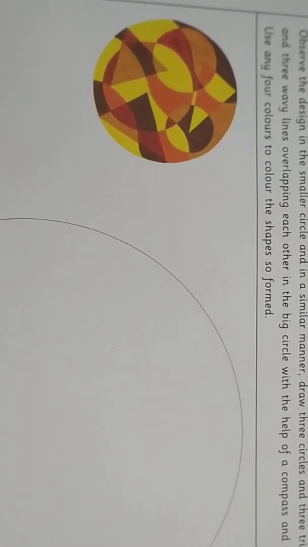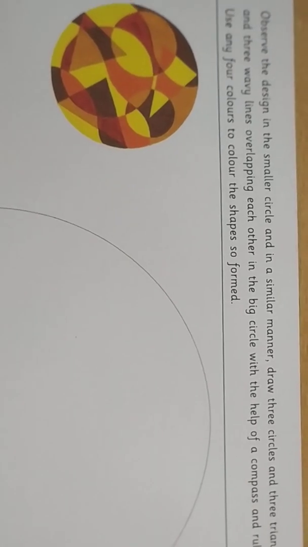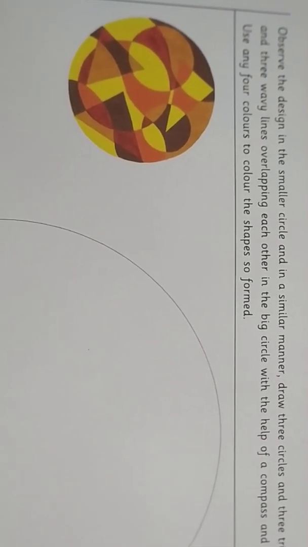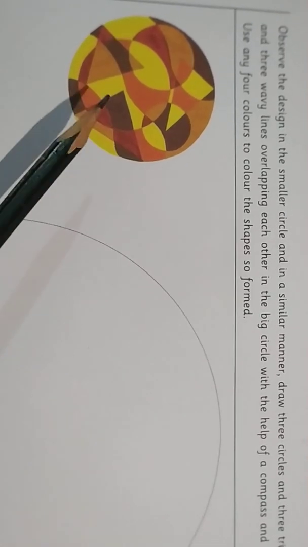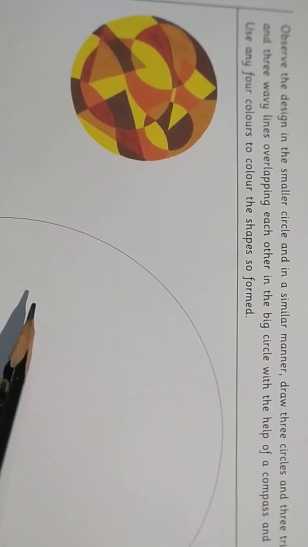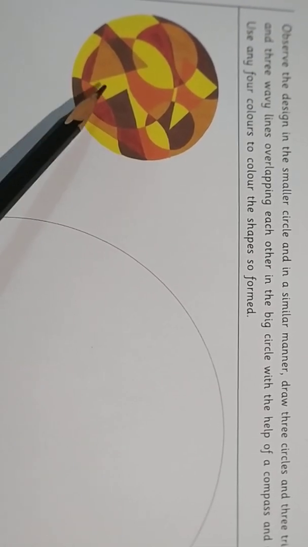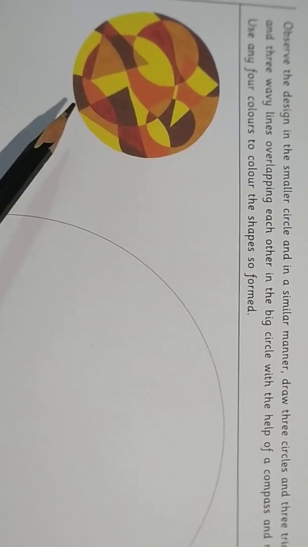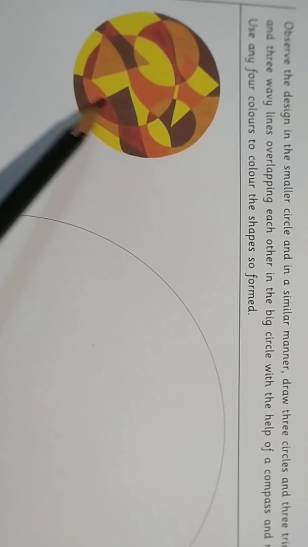This is page number 17 of your Graphelco art book. You can see there is a geometrical design given in this corner of the page. You have to see and draw the same design, but it can be a little different. Placing of the circles and triangles can be of your choice. Okay, no need to just copy the same thing.